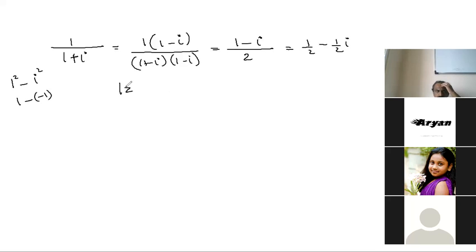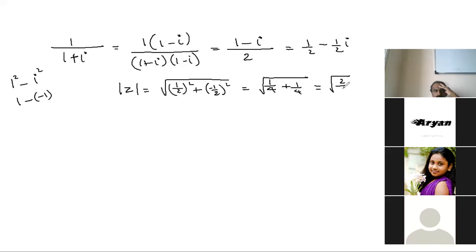Now the modulus of z is root of 1 upon 4 plus 1 upon 4, which is 1 by 2 under the root, that is root 2 by 4, which is 1 by root 2.